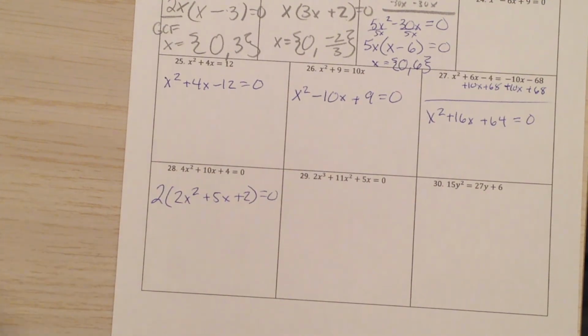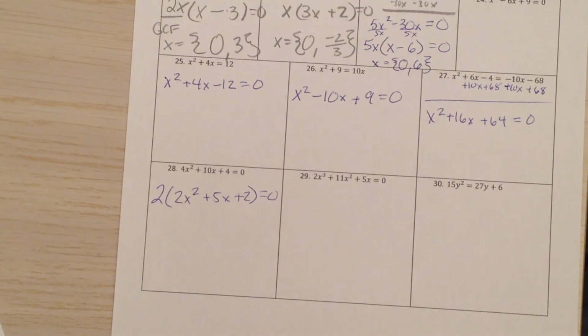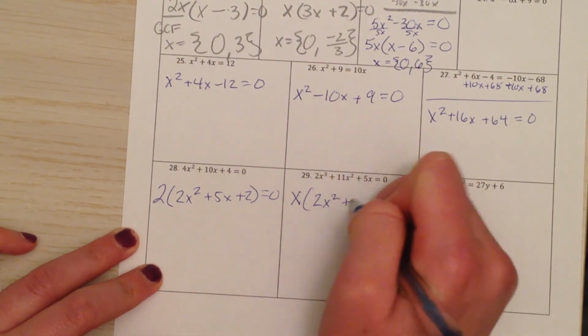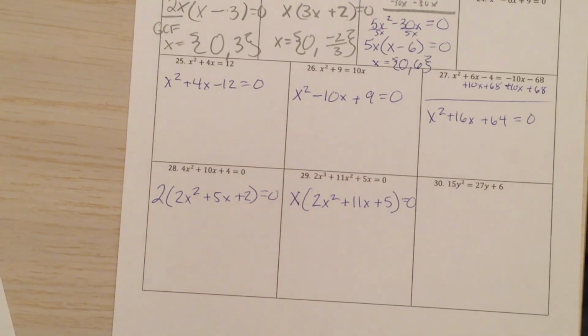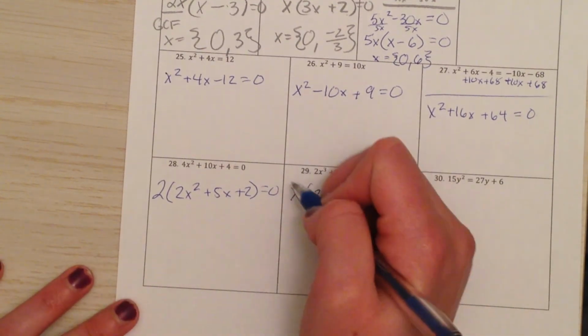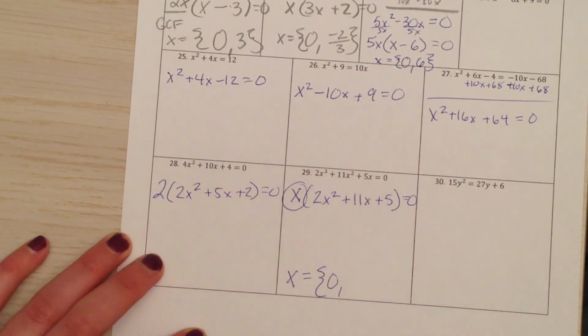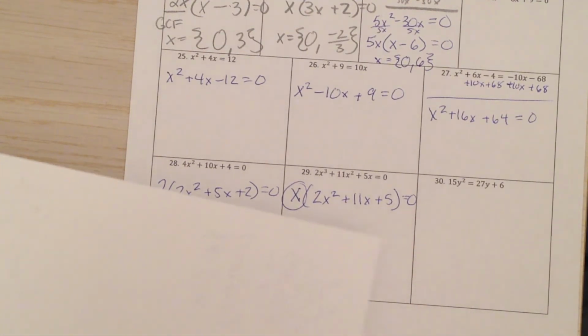Number 29. Something's wrong with that one from the start. It says x cubed. It usually says x squared. If you look on a little bit more, notice you have a GCF of x there. So we can pull out an x and get 2x squared plus 11x plus 5 equals 0. So don't lose that GCF. We already found one of our solutions, 0. Now let's factor that polynomial and find the rest of them.